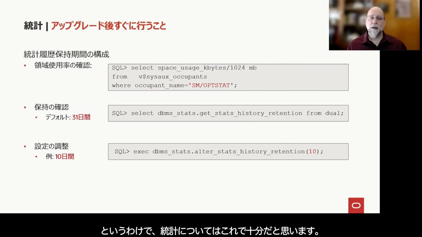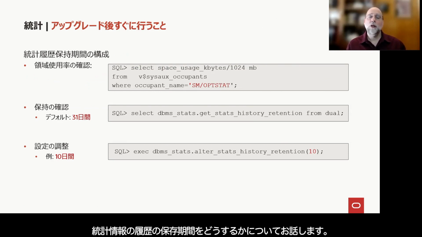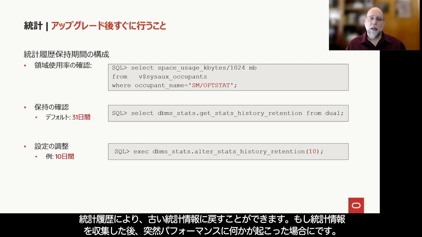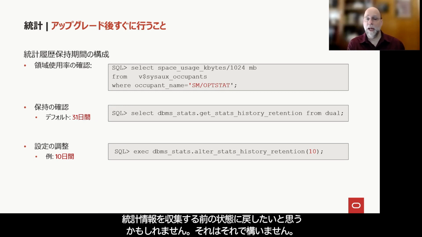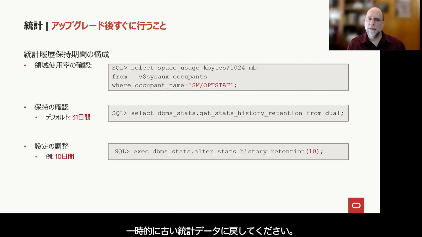So I think that's enough about statistics. Well, maybe just one more thing. Let's just talk about what to do with your stats history retention period. Now, stats history allows you to revert to old stats in those cases where you gather stats and suddenly something weird happens with your performance. You might want to revert to the previous stats just before you gathered them. And that's fine. There might be occasions when you do that, and then you have to figure out why gathering stats on that particular table might have been a bad thing. That's okay. Revert to those old stats temporarily.